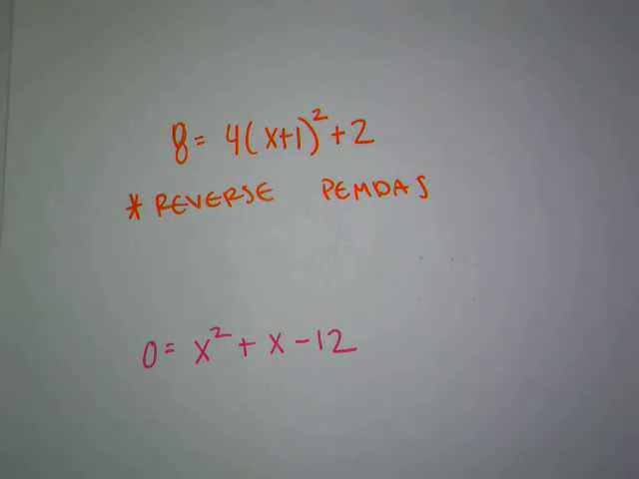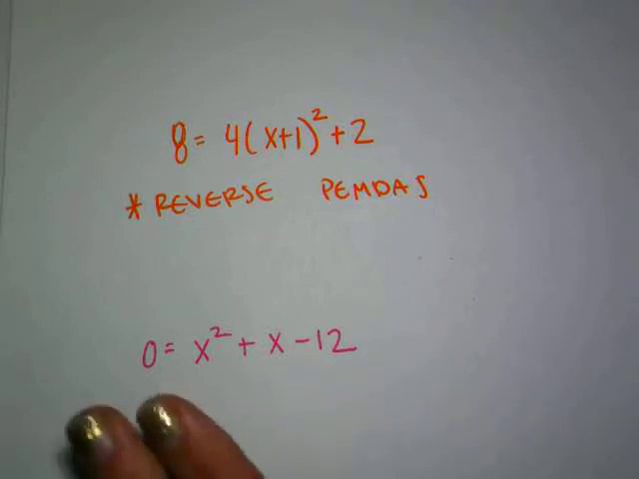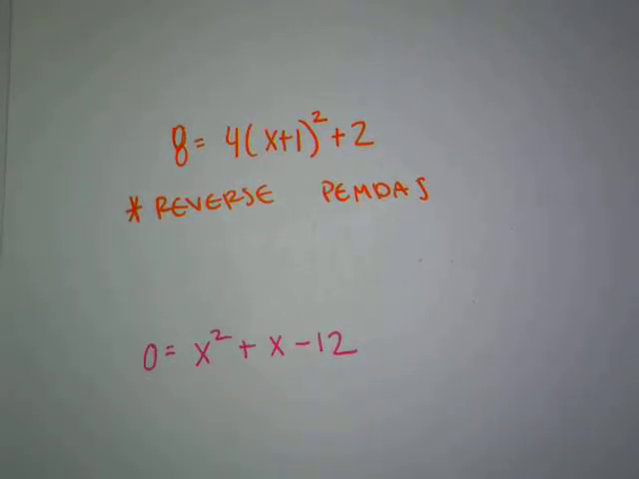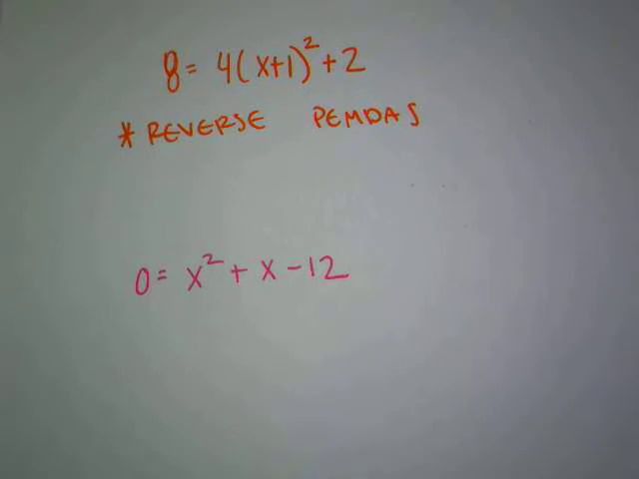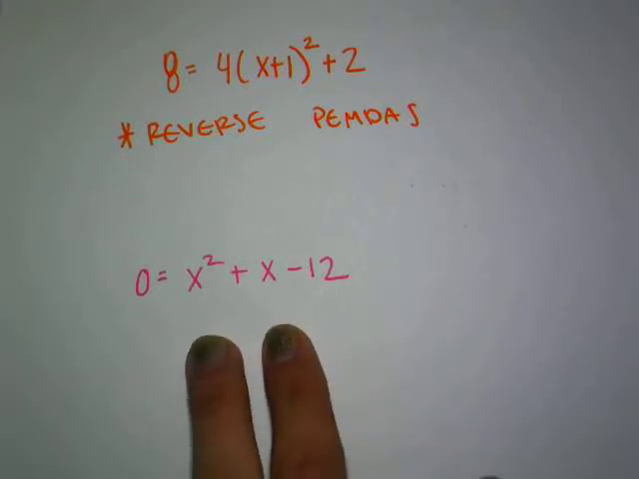If we have an equation that looks like this orange one right here, 8 equals 4(x + 1) squared plus 2, you would solve that doing reverse PEMDAS, right? Because there's one x value, you subtract 2, divide by 4, and so on, and solve for x. This pink equation here, x squared plus x minus 12, you cannot use reverse PEMDAS because there are two terms with an x. So how do you know which one to solve for? You can't do it.